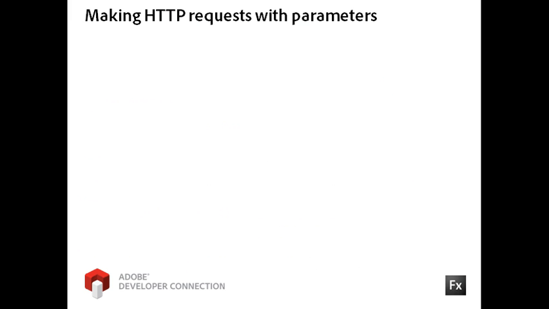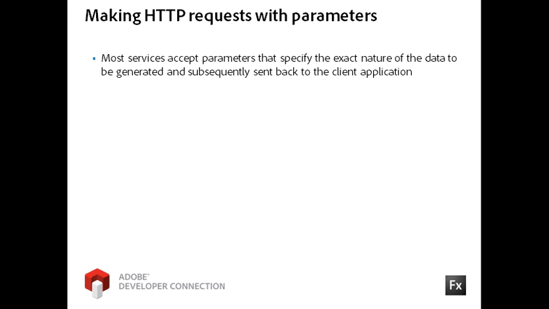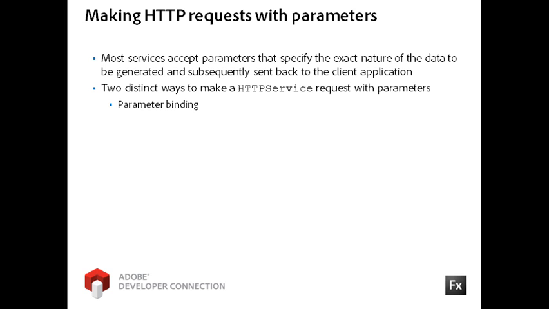Most server-side processes usually define the type of parameters that they accept and the type of data that will be returned. There are two ways to send parameters on an HTTP service request: parameter binding and explicit parameter passing. In parameter binding, you can directly bind the values from UI controls or data models directly to the parameters.